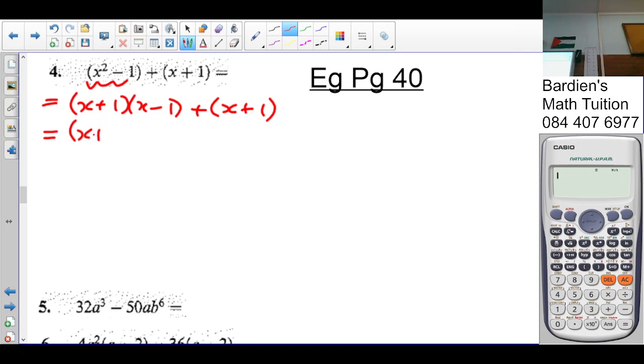X plus 1. Take x plus 1 out, what am I left with in the first term? X minus 1. If I take x plus 1 out, what am I left with in the second term? 1. So it's plus 1. What do you notice about the second bracket? Like terms. So add your like terms.